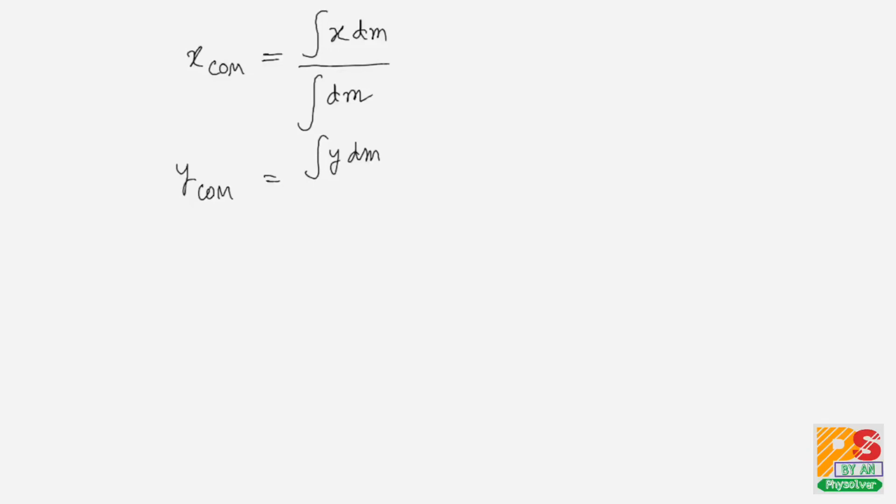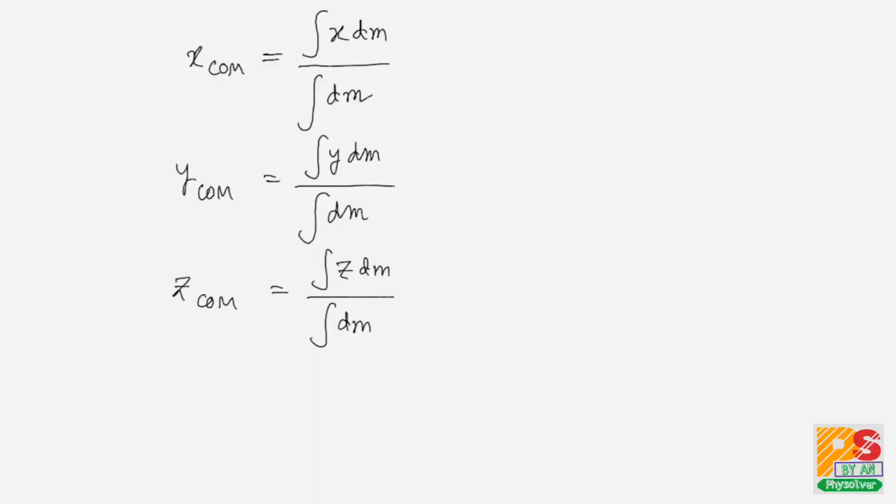The formula is: x com, that is the position of the center of mass of the body, is given by integration x dm divided by integration dm. Similarly, y com is integration y dm divided by integration of dm, and z com is integration z dm by integration of dm.